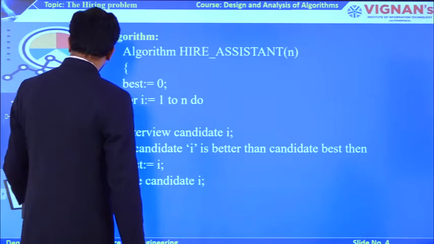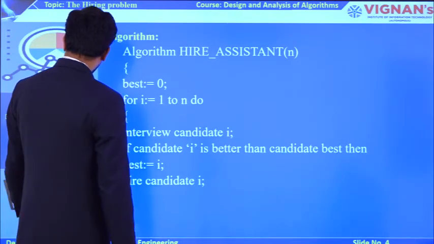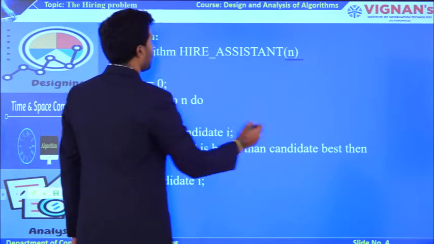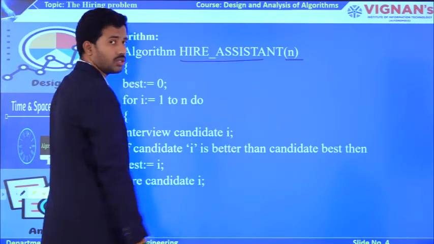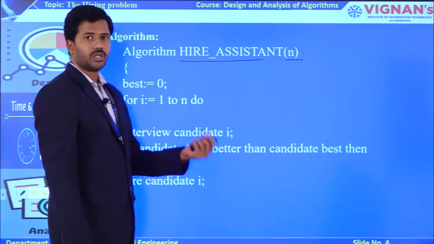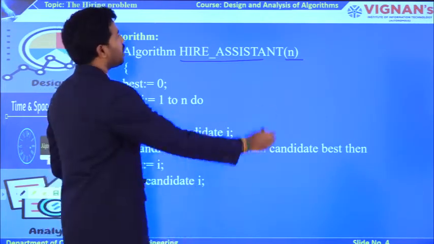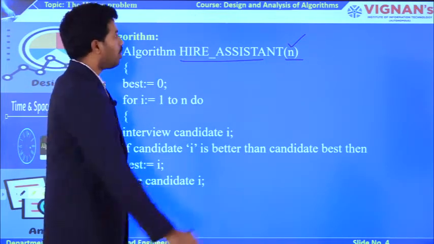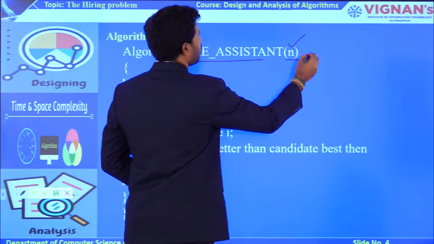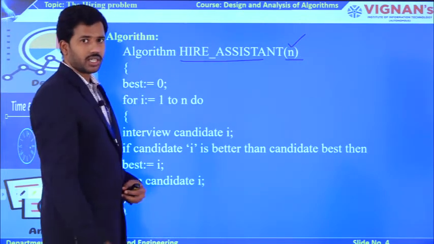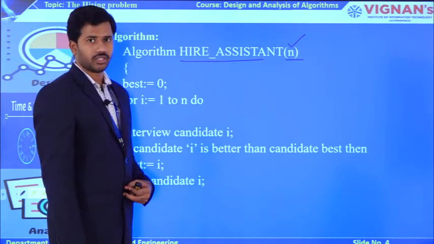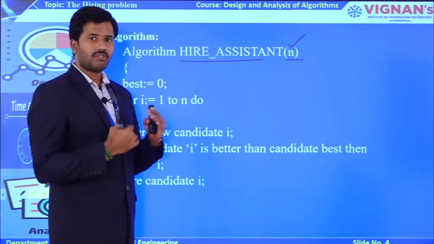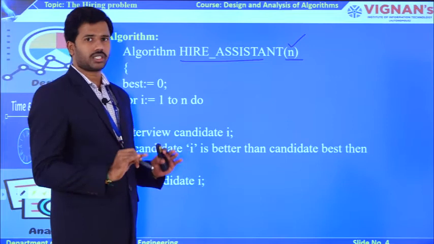If we observe the algorithm of this hiring problem, how many parameters is it taking as input? Only one parameter. The algorithm name is HIRE-ASSISTANT. You are going to hire a new office assistant, and for that you have n shortlisted candidates. How do we know the n shortlisted candidates? That is given by your employment agency. For those shortlisted candidates, your task is to conduct the interview.